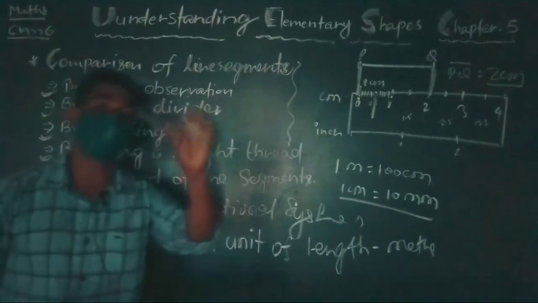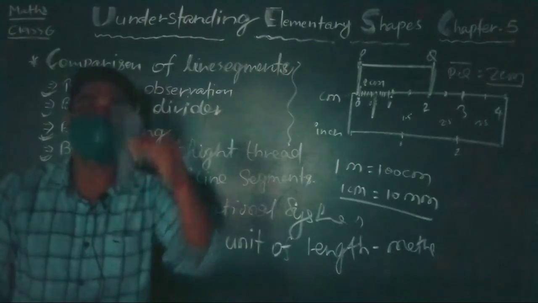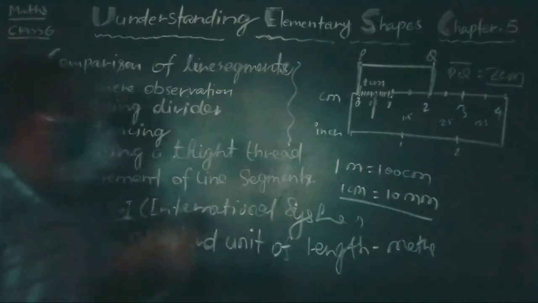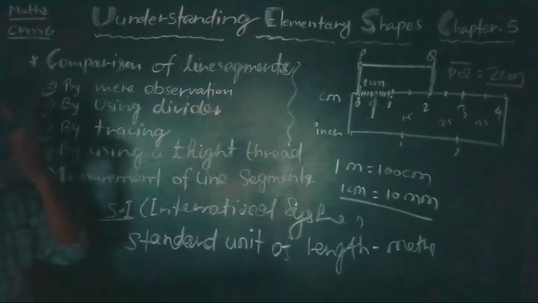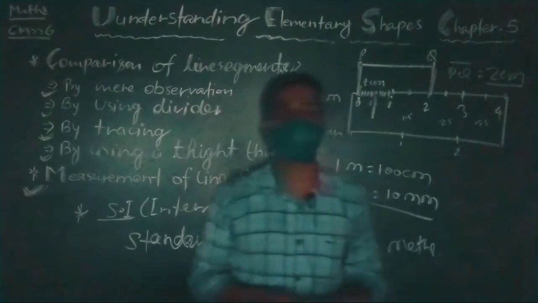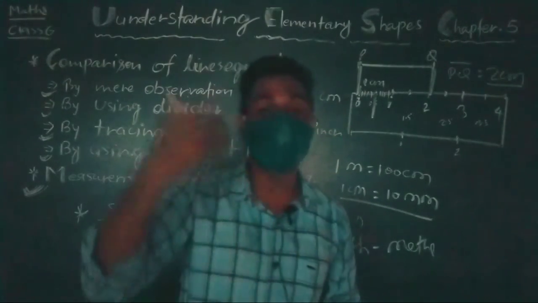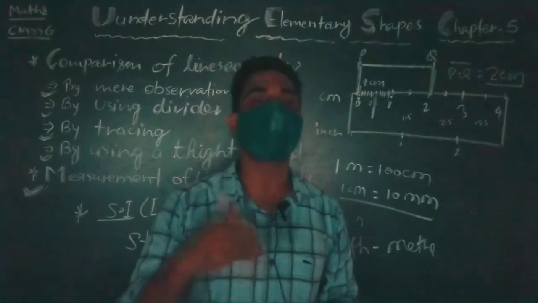So this ruler is the tool which is used to measure the accurate length of any line segment. These are practical ways through which we can compare the lengths of line segments, whether one is smaller or greater. So in this video I have discussed only till here. You just watch the video and practice at home.